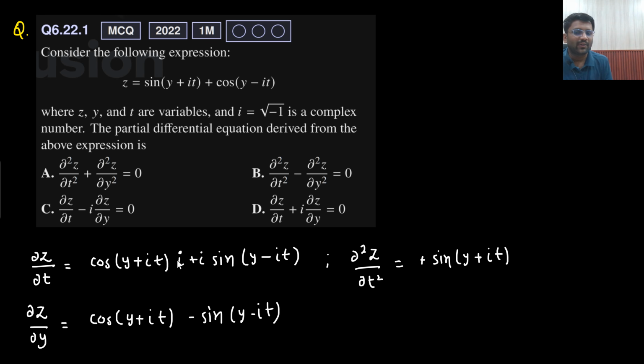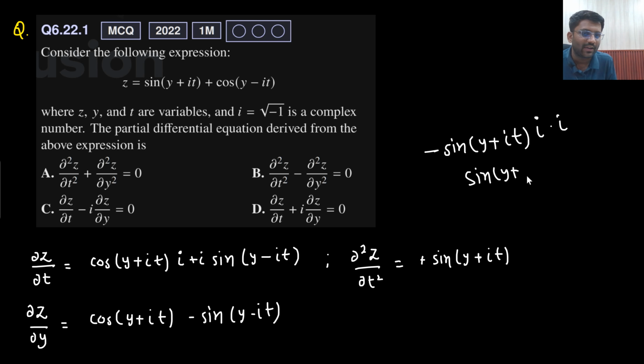Sir, cos of y plus iota t, multiplied with iota. So differentiation of cos will be this, and differentiation of iota t will be iota only. Already there is one more iota, so iota will become iota square. That will be minus 1. So minus 1 into minus 1 will become plus 1. So this will become plus sin of y plus iota t, right?